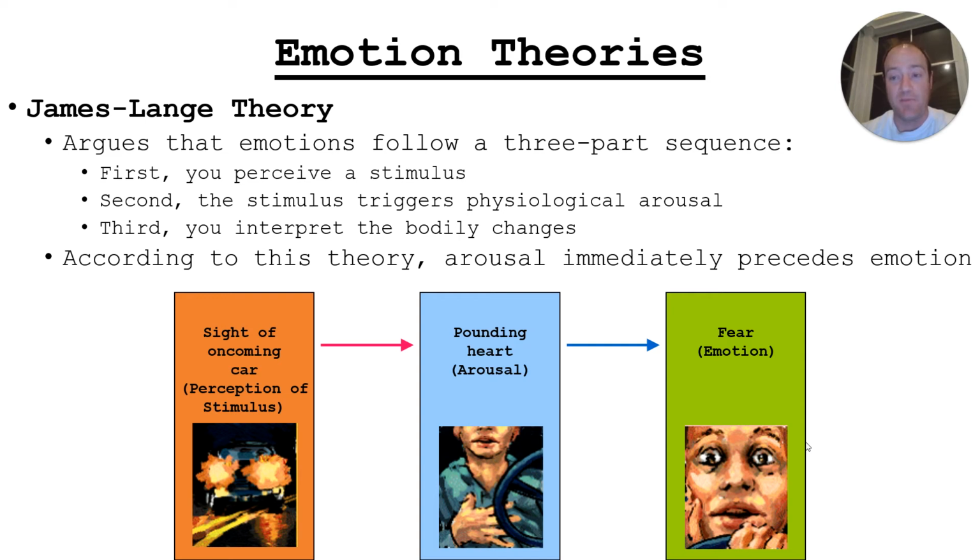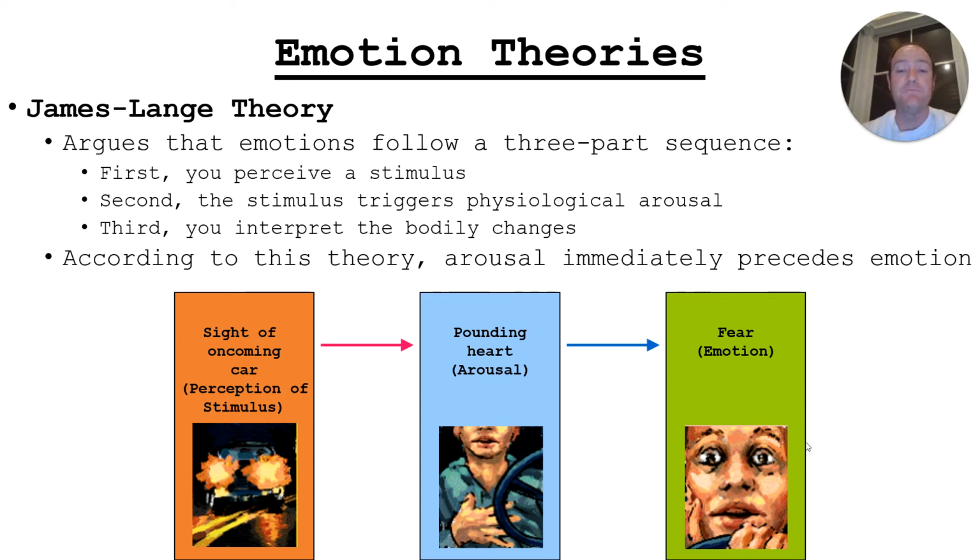So basically, the oncoming car is coming towards us. Then, according to this, we would start having a pounding heart, or a physiological arousal, and then we would have the emotion of fear. So what this theory says is that it's sequential. First, the event happens, then the physiological arousal in the body, and then we interpret the bodily changes to be an emotion of fear. Okay, pretty straightforward.